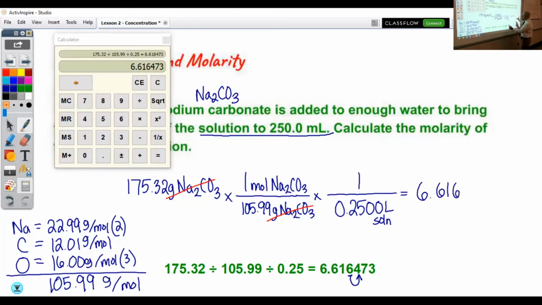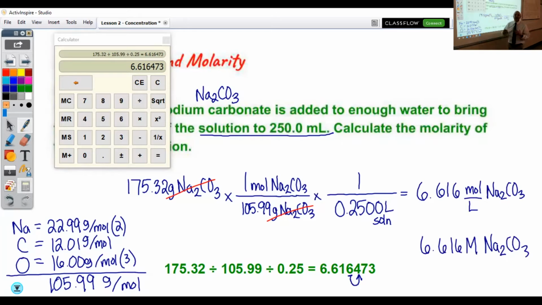6.616. Notice that my units, moles per liter, Na2CO3. Or if I choose, I can also report my answer as 6.616 molar Na2CO3. Both of these are correct answers. Remember that capital M is one way to express molarity, moles per liter is another.